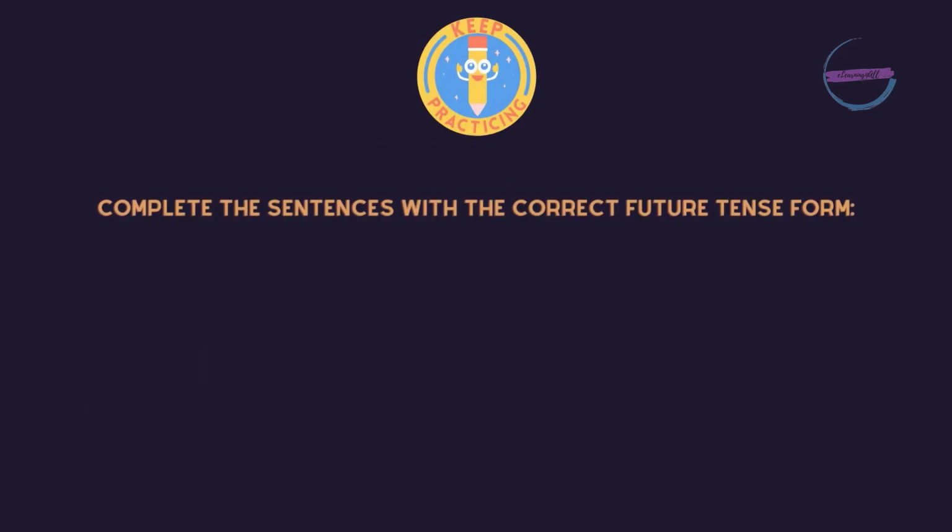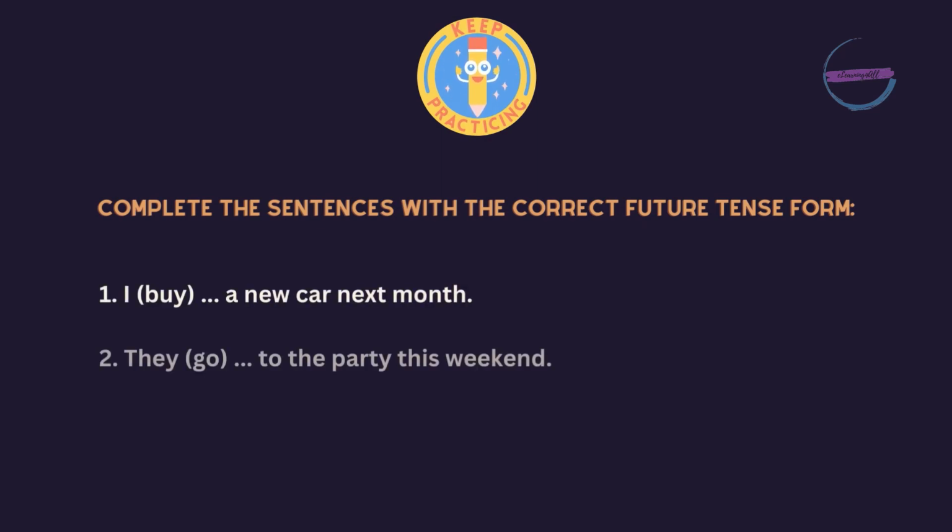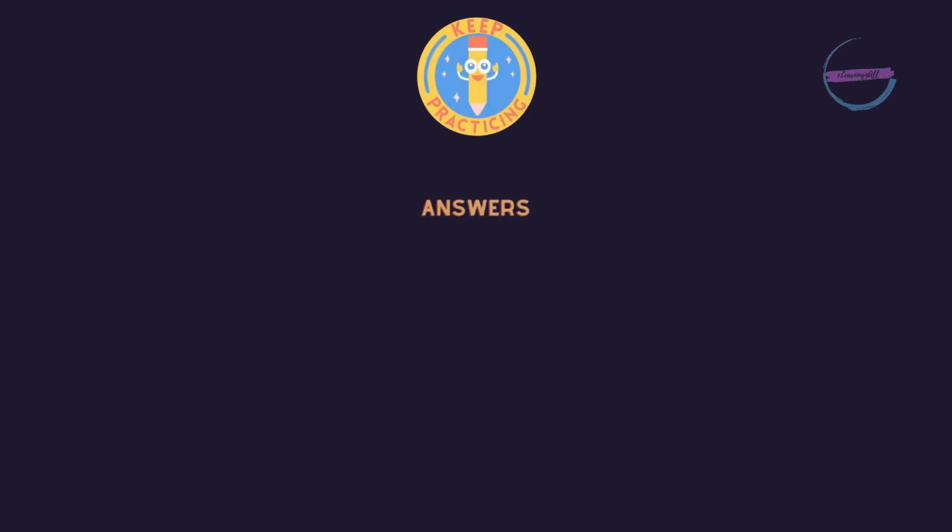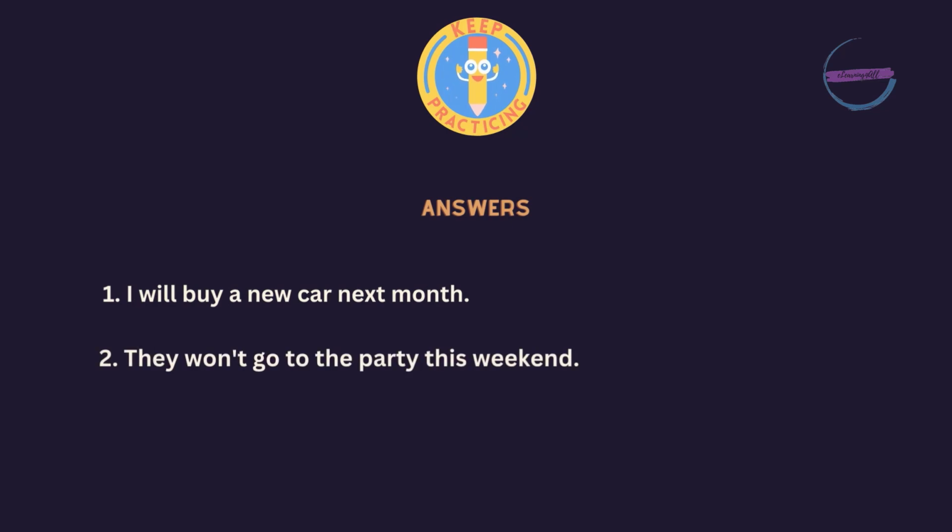Now, let's practice. Complete the sentences with the correct future tense form. 1. I buy a new car next month. 2. They go to the party this weekend. 3. Arrive. She arrive on time. Here are the answers. 1. I will buy a new car next month. 2. They won't go to the party this weekend. 3. Will she arrive on time?